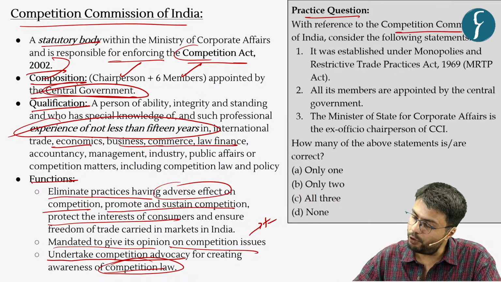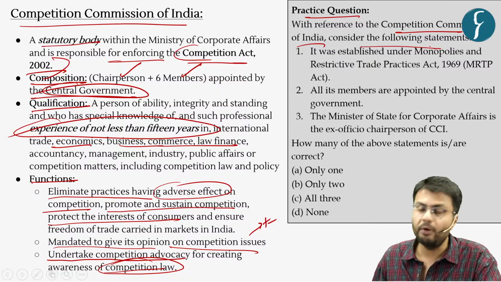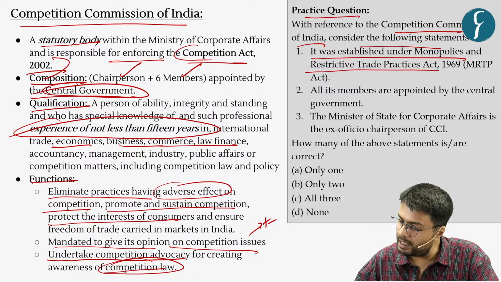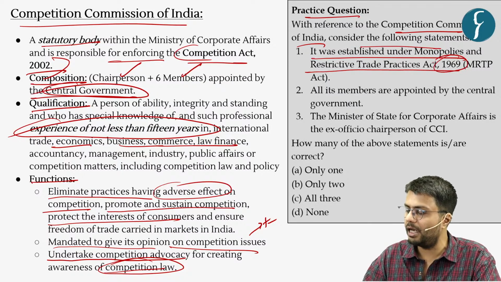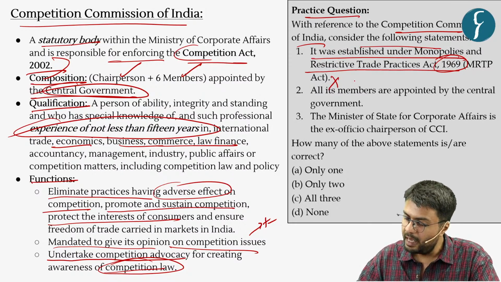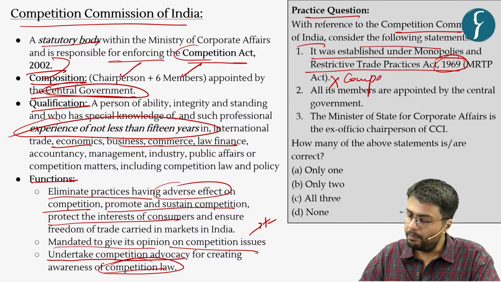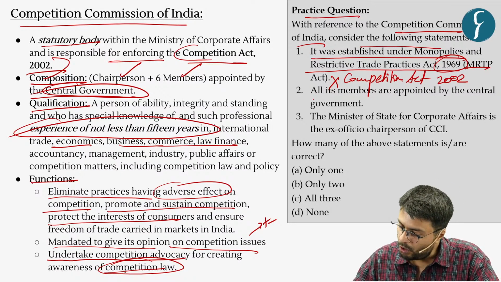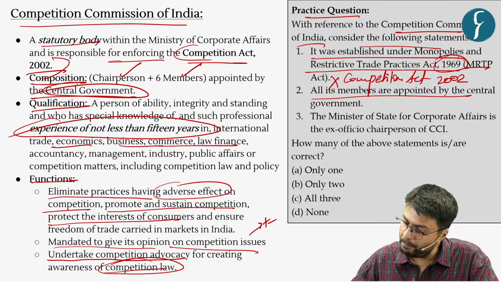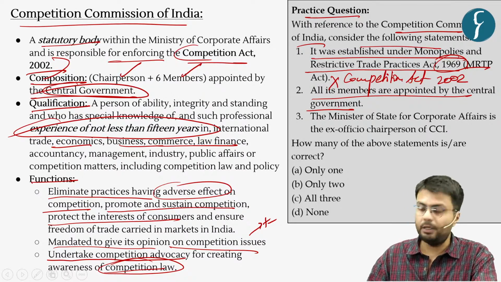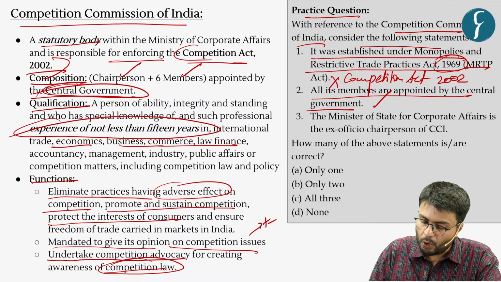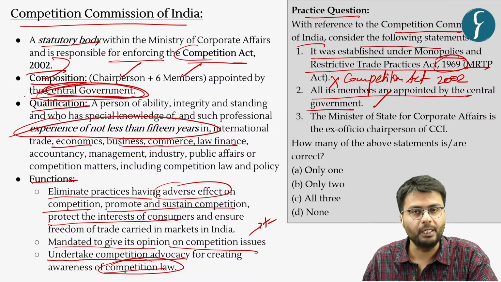Now, with reference to the Competition Commission of India, consider the following statements. The first statement, it was established under the Monopolies and Restrictive Trade Practices Act of the year 1969, which is incorrect as it was established based on the Competition Act of the year 2002 and not the MRTP Act. Now, second statement, all its members are appointed by the central government, which is a correct statement because both the chairperson and 6 members, all of them are appointed by the central government.